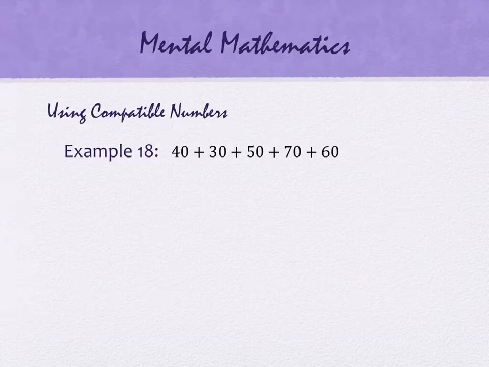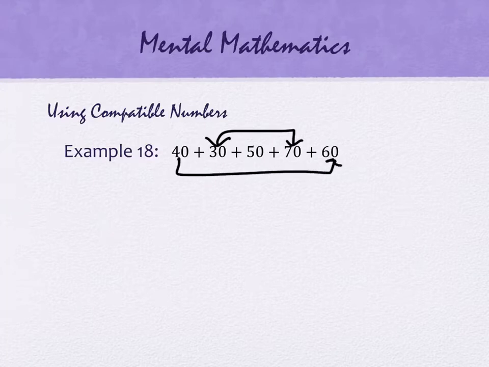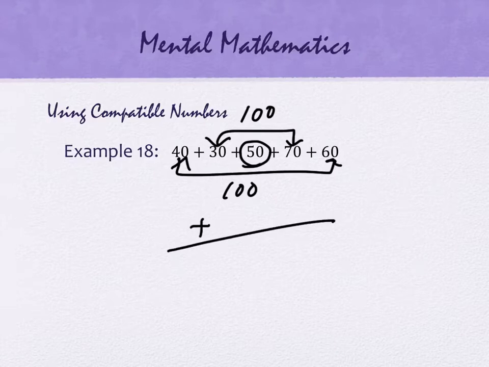Do you see any compatible numbers in these lists? 70 and 30 are. And 60 and 40 are. So 70 and 30 equal what? 100. And 40 and 60 equal 100. And don't lose the 50 in the middle. But now I have 100, I have 50, and I have 100 for a grand total of 250.